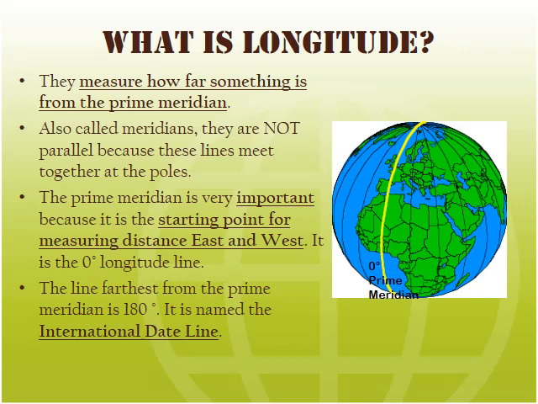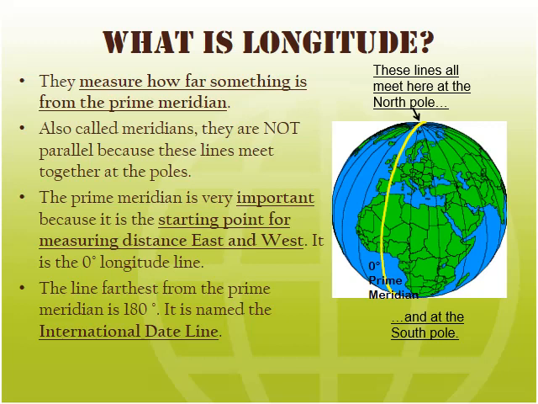It's the first one. Primero in Spanish means first, and prime means the first. This is the starting point. These lines are not parallel because they do cross each other. All of these lines meet at the North Pole, and then they all cross each other again at the South Pole. The prime meridian is very important because it is the starting point for measuring distances east and west.